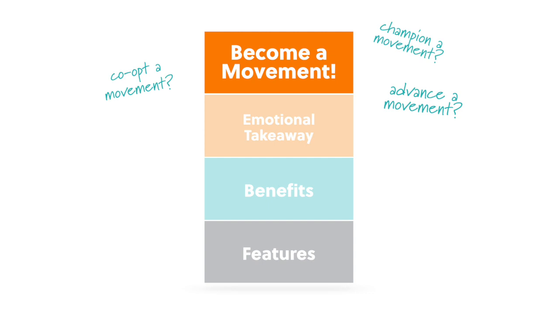Apple was about democratizing the power of computing. Nike's Just Do It was about the power of sport. And they've both come to stand for a larger purpose. And other successful brands have done this too.